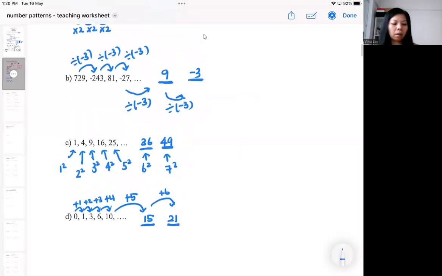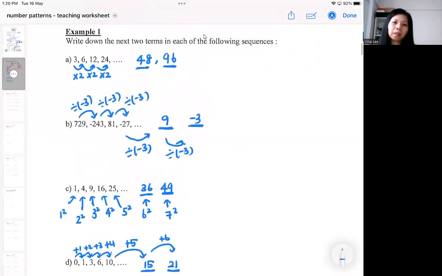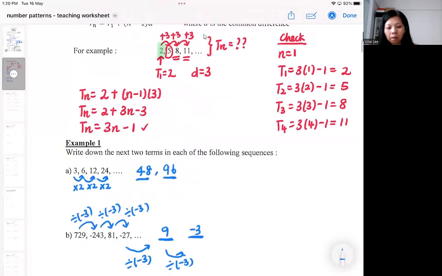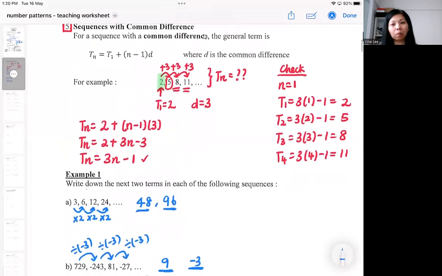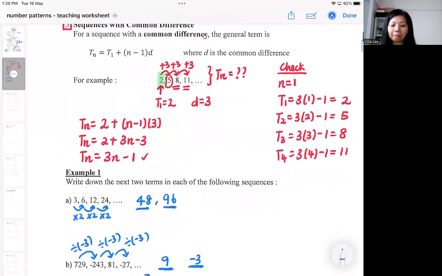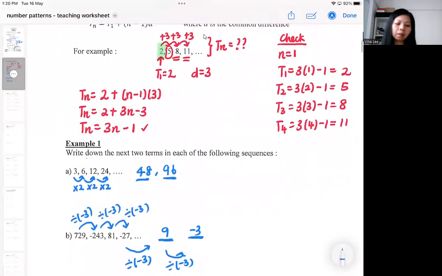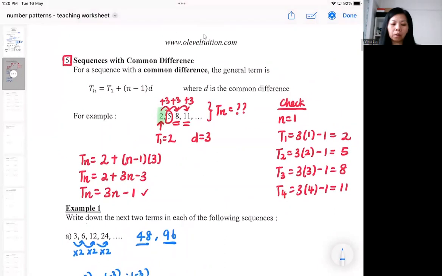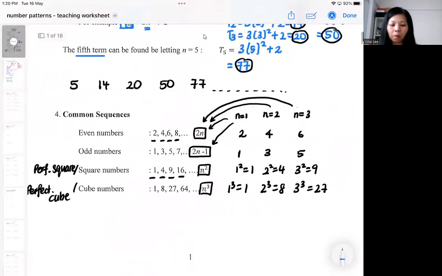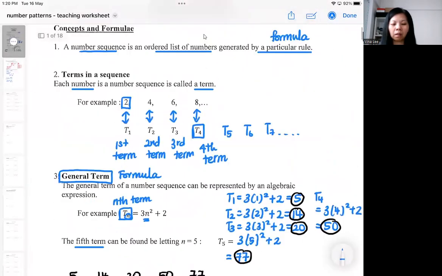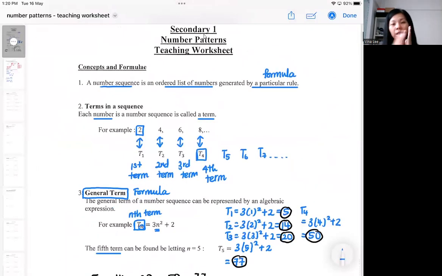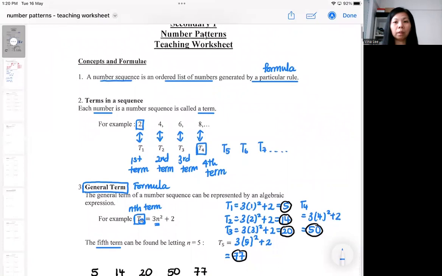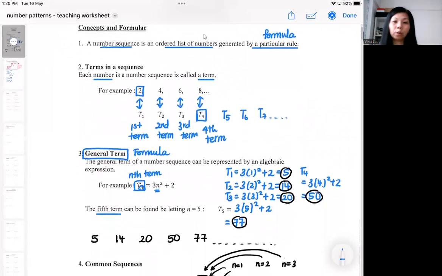The basic kind has a lot of patterns, and it doesn't require you to come up with the formula. The common difference one is the one that you must know how to come up with the formula. Of course, there are other kinds that need you to find the formula too. At the moment, you must understand that it is a list of numbers in order, and the order of the numbers is generated by an algebra formula.